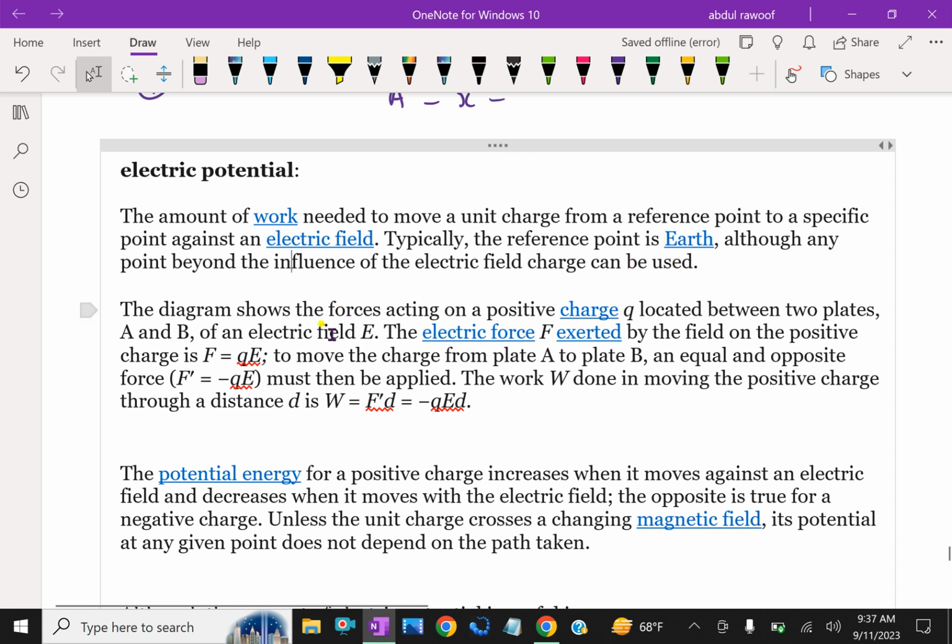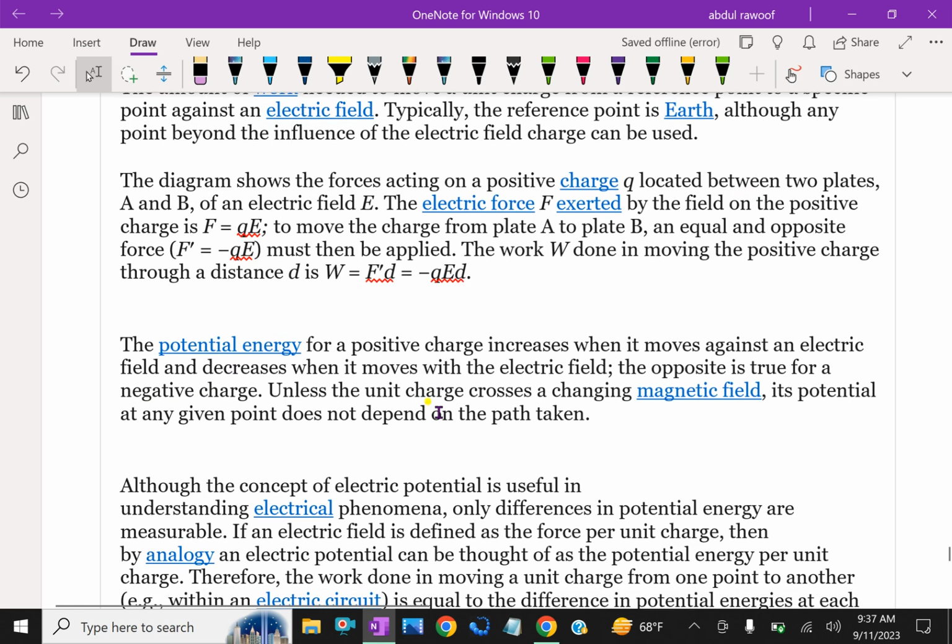The diagram shows the forces acting on a positive charge Q located between two plates A and B of an electric field E. The electric force F exerted by the field on the positive charge is F equal to QE. To move the charge from plate A to plate B, an equal and opposite force, that is F dash equal to minus QE, must be applied. The work W done in moving the positive charge through a distance D is W equal to F dash times D, which is equal to minus QED. This is a potential difference.